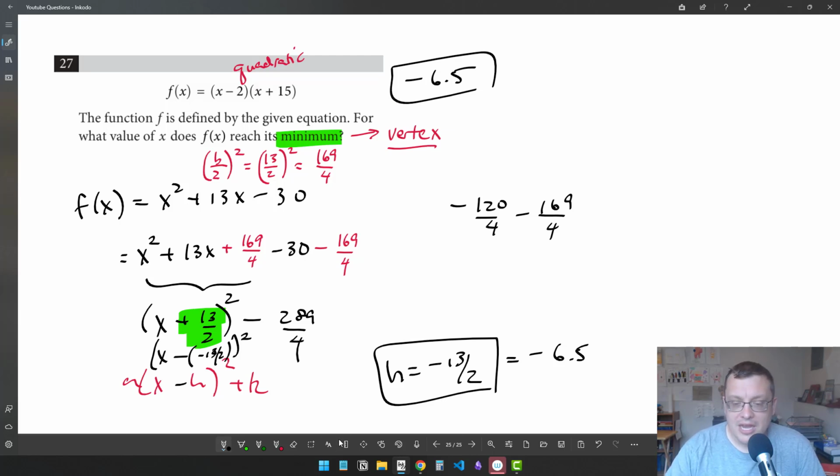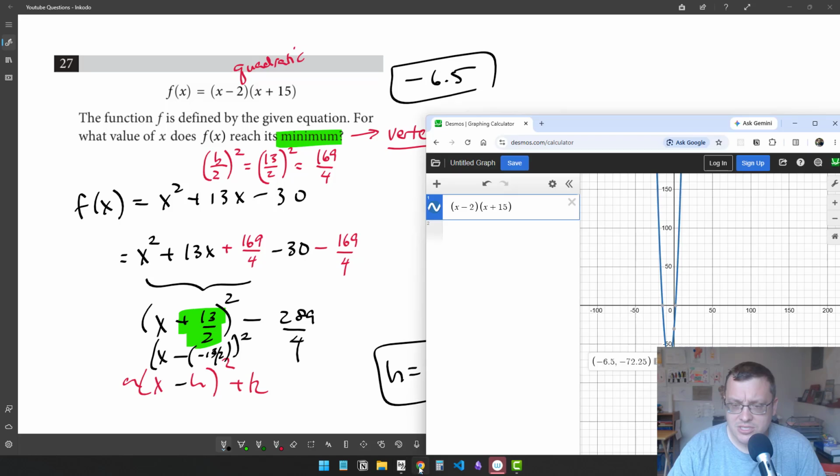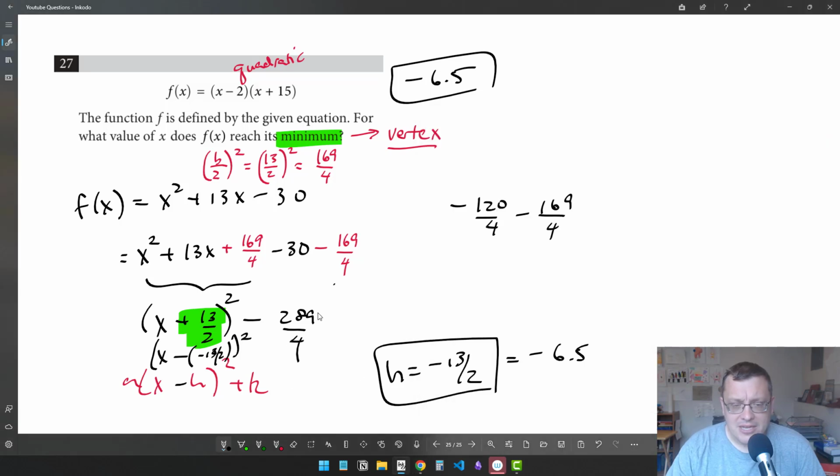Now, negative 289 over 4 should match the y value of our vertex, assuming we did all the arithmetic right. So negative 72.25, does that match? Let's see. Yeah, negative 72.25. Okay, that's good. And that matches this if we needed it. But in this case, we just wanted the x value. So that's the kind of long way.